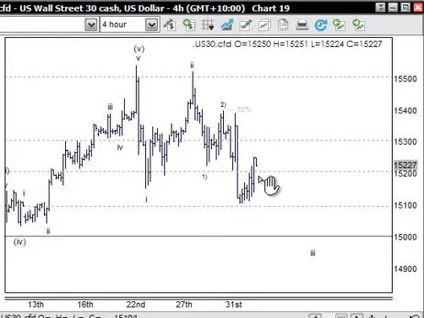So the other point here is that this move down through here had a lot of volume in it, and this move that's coming up here is a corrective rally, and doesn't have a lot of volume in it. So that's another thing that supports it being a corrective rally.